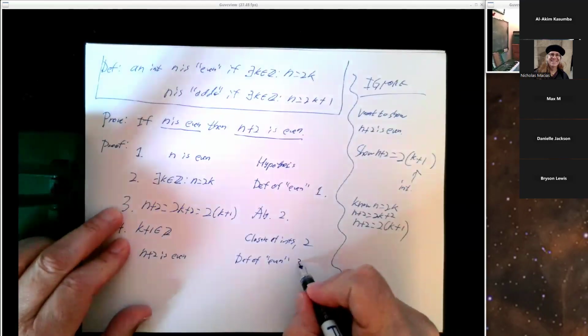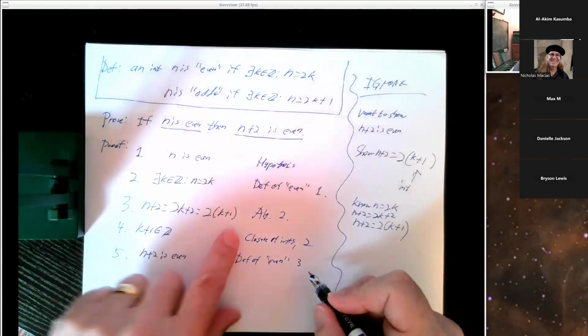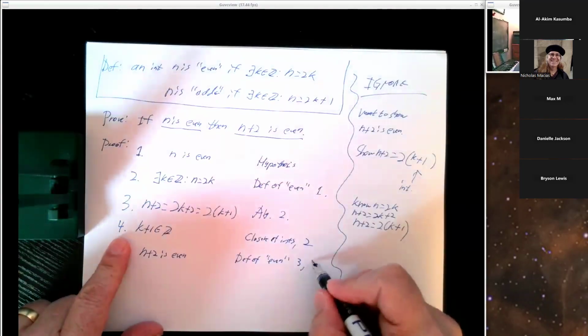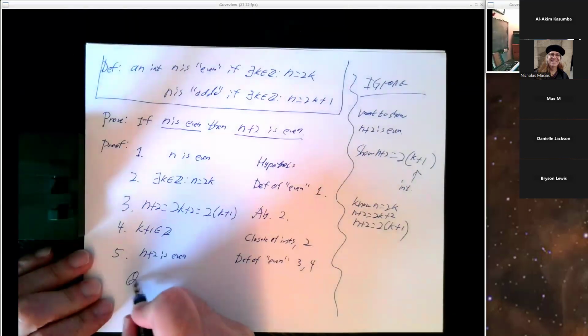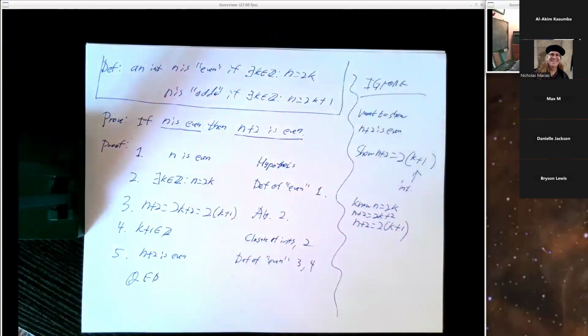combined with proposition 3. N plus 2 is 2 times k plus 1. And proposition 4, k plus 1 is an integer. And that's what I was trying to show. There's where my QED goes. Does that look doable?